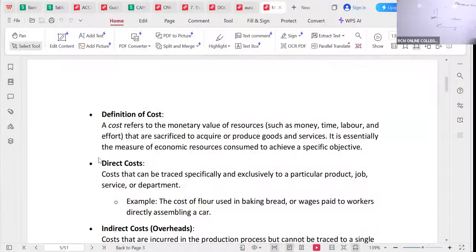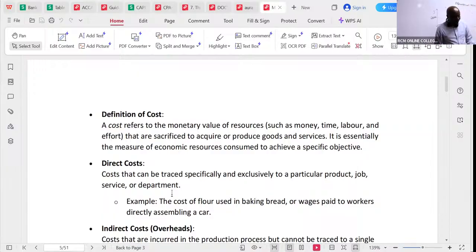Yeah. So costs that can be traced specifically and exclusively to a particular product, job, service or department are what we call direct costs. Like the cost of flour used in baking bread. The more the loaves of bread we bake, the more the flour, isn't it? Or wages paid to workers directly assembling a car. So those wages, the more the cars they produce, the more they weigh.